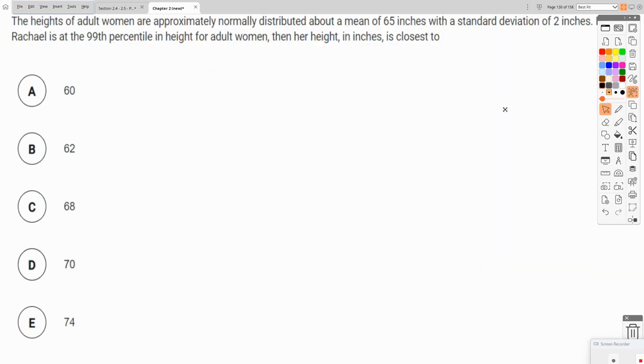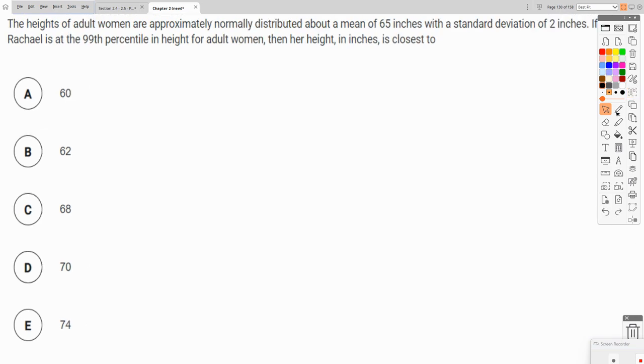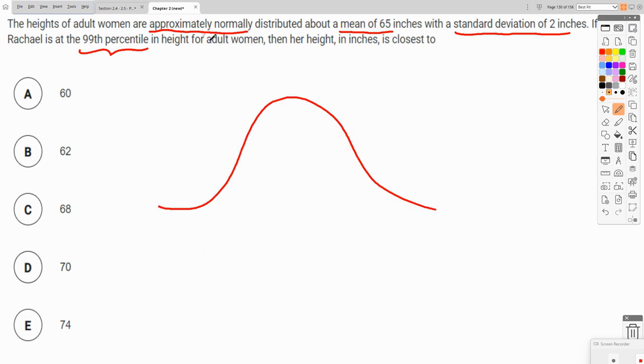All right, one more multiple choice problem to take a look at here. It says the heights of adult women are approximately normally distributed with a mean of 65 inches and a standard deviation of 2 inches. If Rachel is at the 99th percentile in height for adult women, then her height in inches is closest to which of the following? So one thing to consider here: we are told the shape is approximately normal. We know the mean in the middle is at 65 inches. Standard deviation, there's one standard deviation, two, three, but I really don't need to know that specifically.